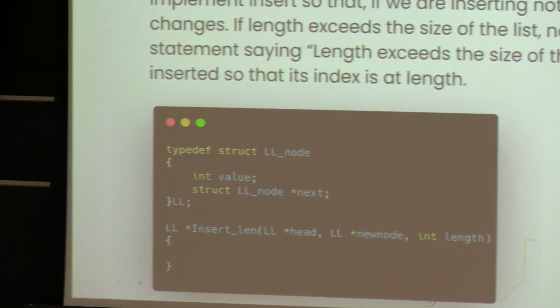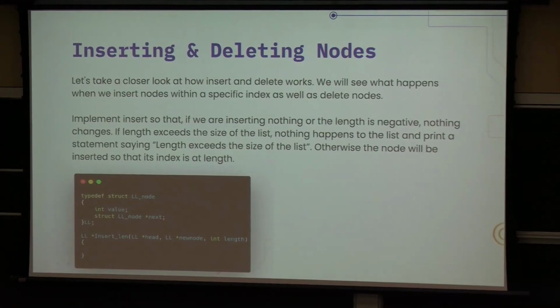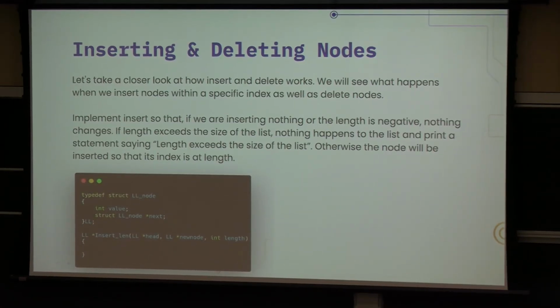Okay, so now I have a little exercise for inserting and deleting nodes. We're going to modify insert a little bit. In this implementation, if we're inserting nothing to the linked list or the length is negative, nothing changes to the linked list. If the length exceeds the size of the list, nothing happens to the list either, and we print out a statement saying length exceeds the size of the list. Otherwise, the node will be inserted so that the index is at its length.